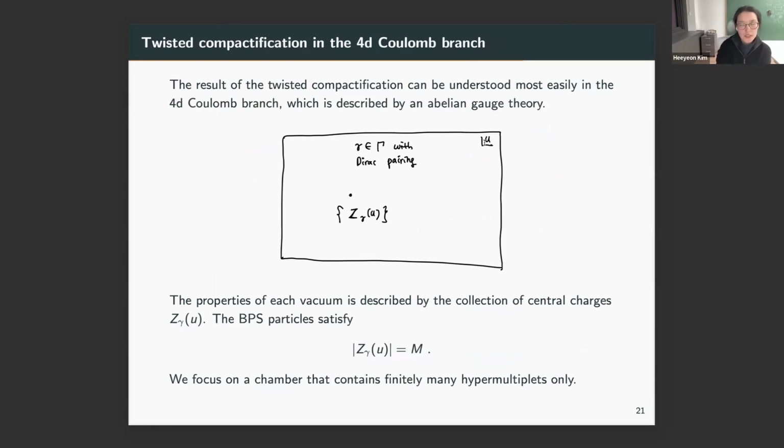So the result of this twisted compactification can be understood most easily from the point of view of the 4D Coulomb branch. Each point in the Coulomb branch is described by some abelian gauge theory. So this is the usual U-plane picture. And as we know very well, the properties of each vacuum in this Coulomb branch are described by a collection of central charges Z_γ(U).